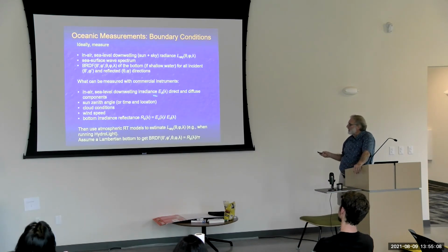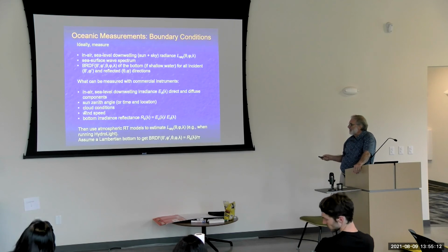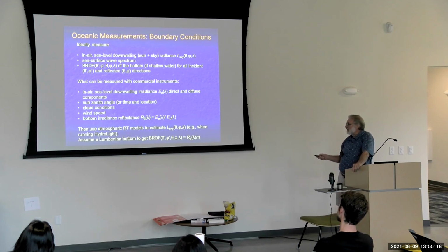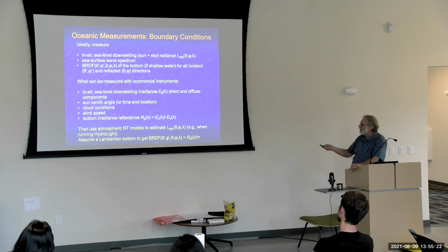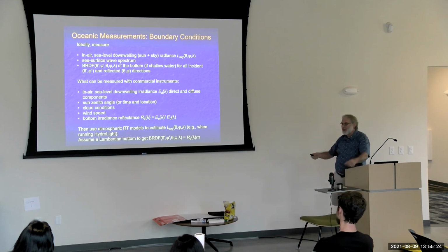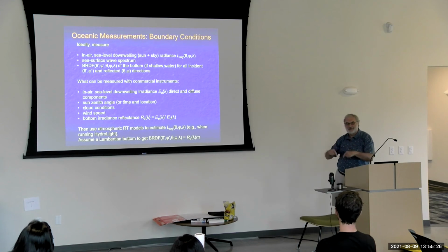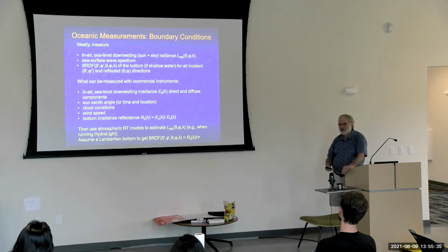And so you can get ED, you can of course get sun angle, something about cloud conditions, wind speed. If there's a bottom, like you're working in the Bahamas, well, then you get the bottom reflectance measurements. And once again, we'll learn in a day or two about the BRDF, the bidirectional reflectance distribution function. It's basically a volume scattering function, but for surfaces, almost never measured.